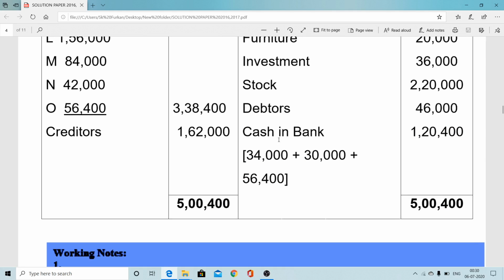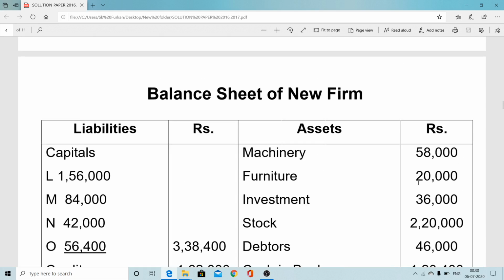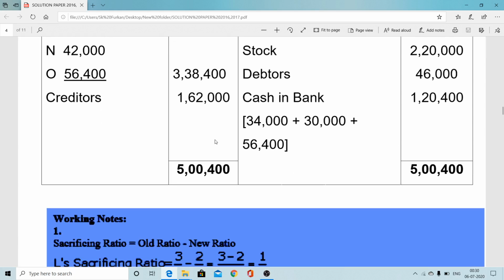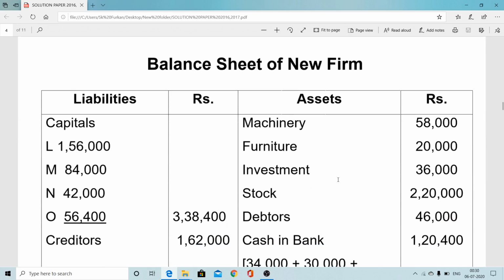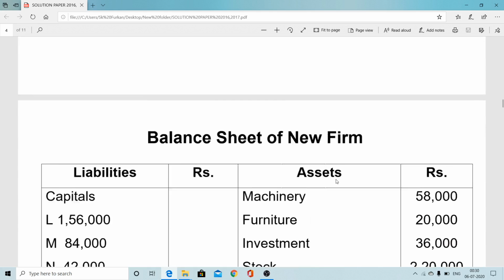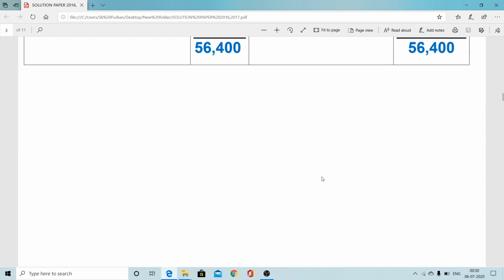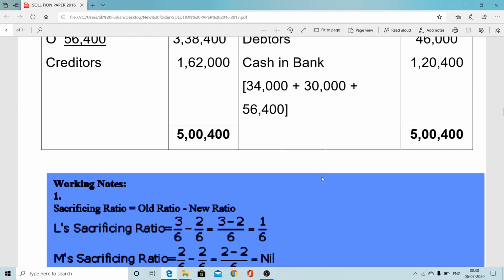Now the revalued figures: machine 58,000, furniture 20,000, investment revalued figure 36,000, stock 2,20,000, debtors 46,000, which remained unchanged. Cash balance: opening balance of cash 34,000, plus the incoming partner's goodwill money 30,000 which he brought, and his capital 56,400. Total cash balance is 1,20,400. Now if you add, assets equal liabilities plus capital; both sides are the same. The solution requires the partners' revaluation account, partners' capital account and the balance sheet. That is the last step of the sum.